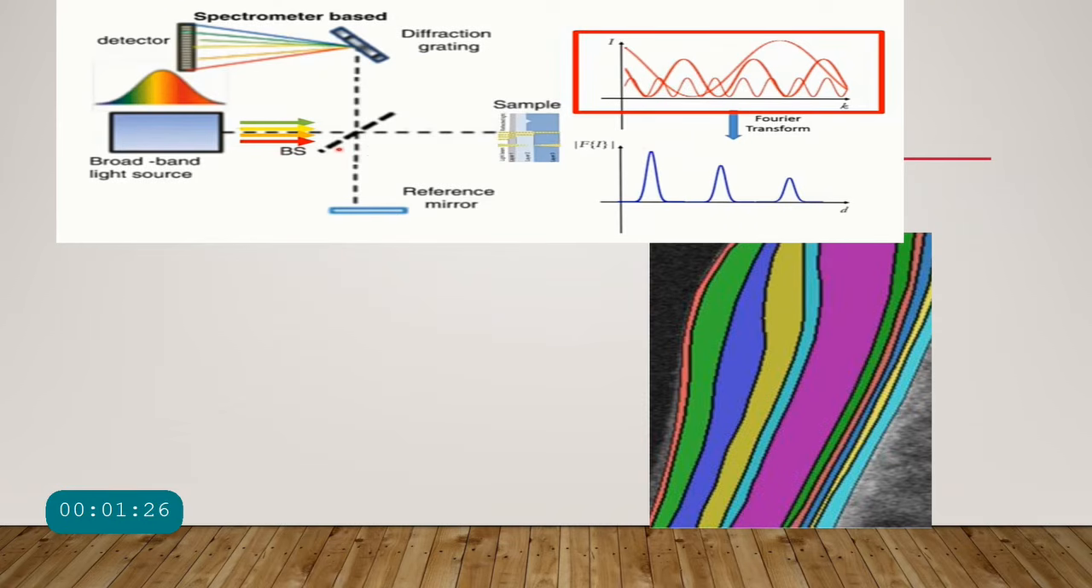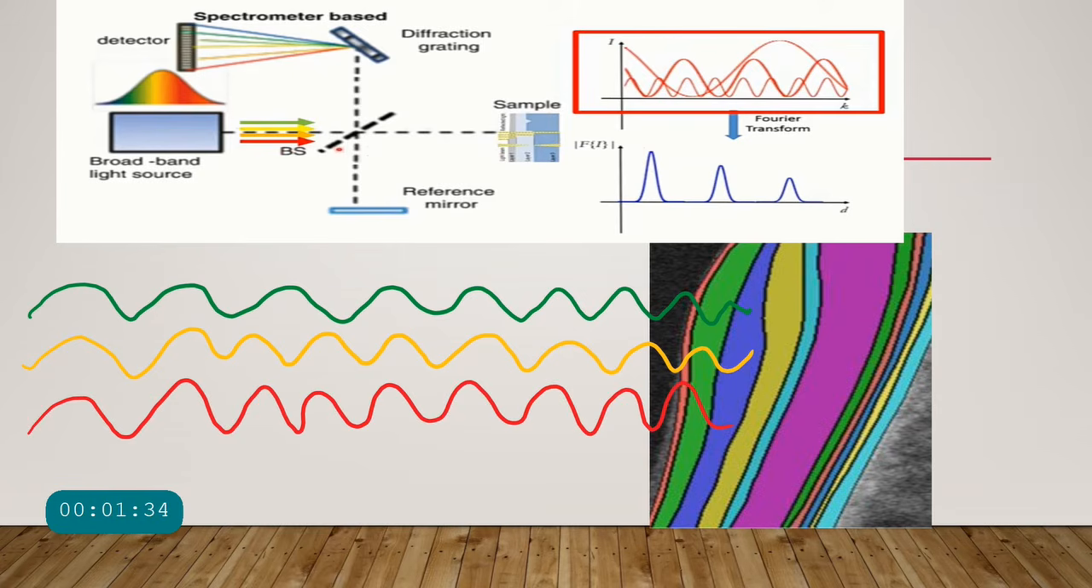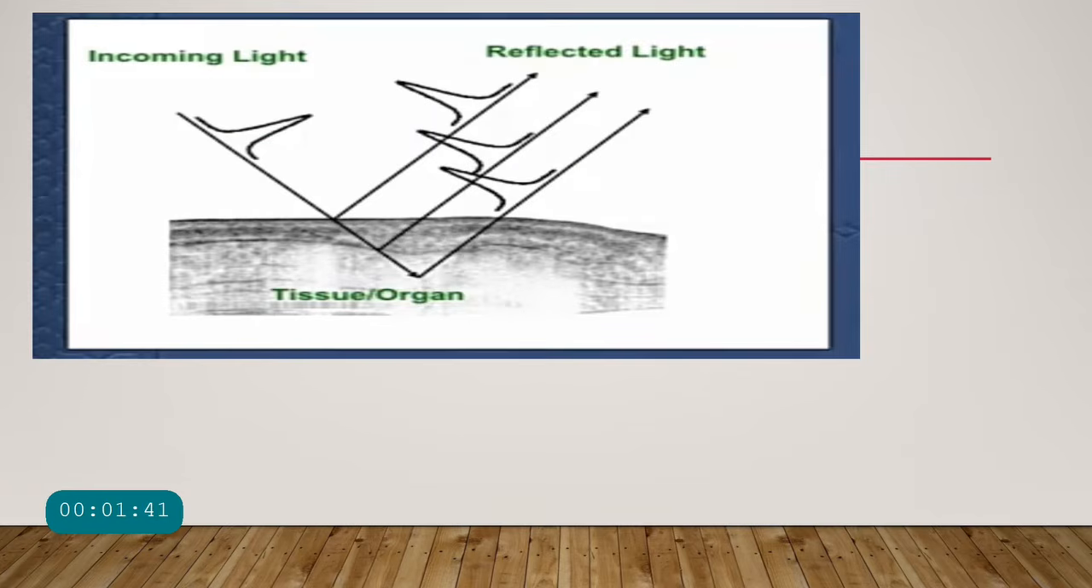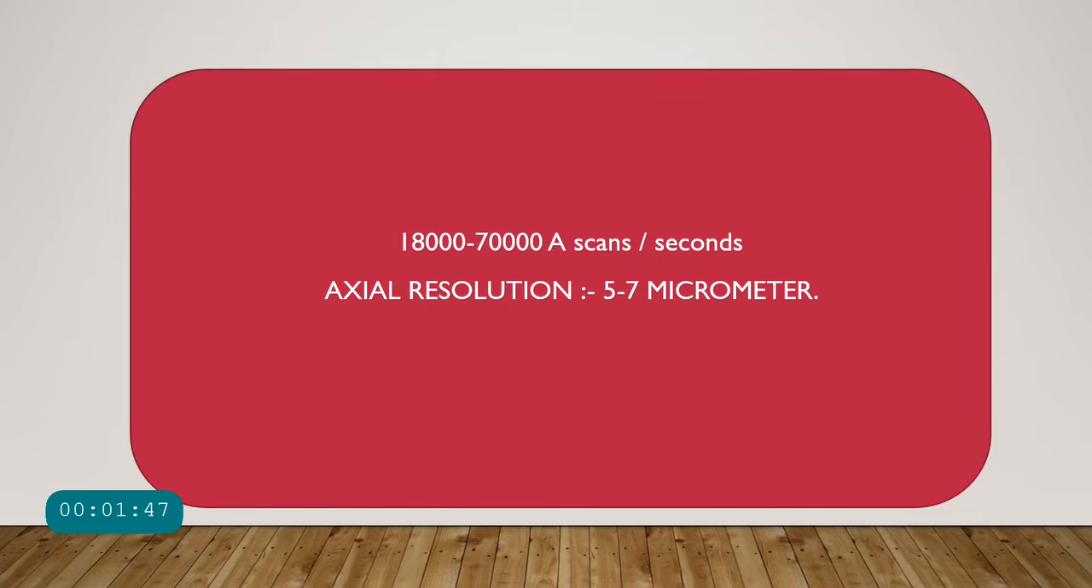Okay, so as I already told you, these waves are going to travel. So the green is going to travel to one layer, the yellow is going to travel to another, and the red is going to travel to another. All of this is going to happen in a single exposure, and because it is happening in single exposure, this is a very fast way of imaging compared to the time domain OCT. And therefore you can see the amount of axial scans that are done are also in 10,000.